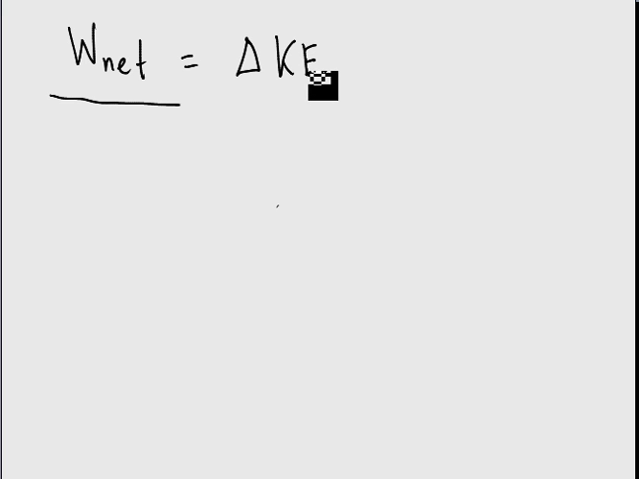In this video, we'll continue talking about the work energy theorem, and just recall that the work energy theorem states that the net work done on an object is equal to the change in that object's kinetic energy. So let's just think about two different situations.